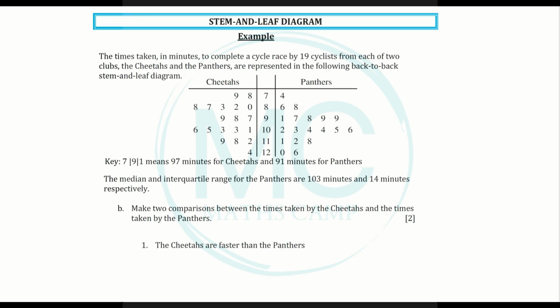Another thing to look at is your interquartile range. The Cheetahs have an interquartile range of 23 and the Panthers of 14. The data for the Cheetahs is more widespread, which means they had quicker cyclists and slower cyclists. So as our second comparison, we can say that the times for the Cheetahs are more spread out than the times for the Panthers. And we've now included two justifiable comparisons. Let's move on to part C.